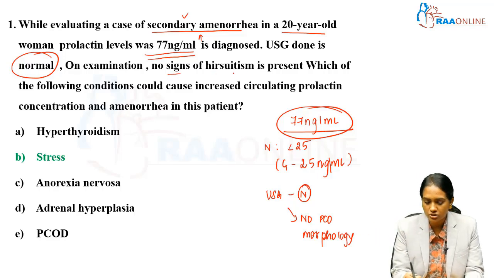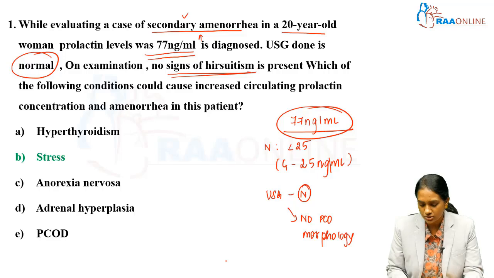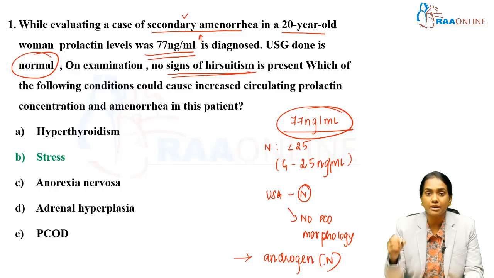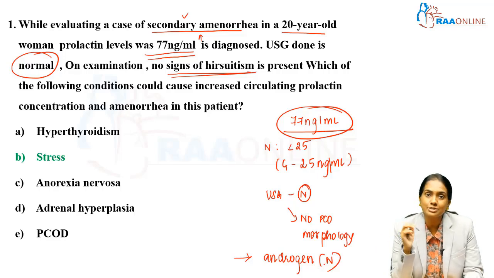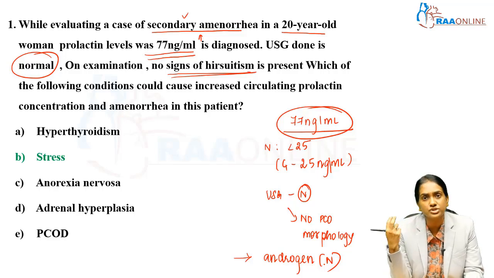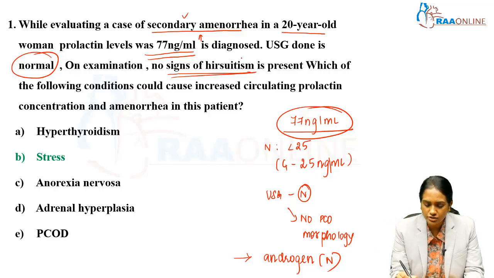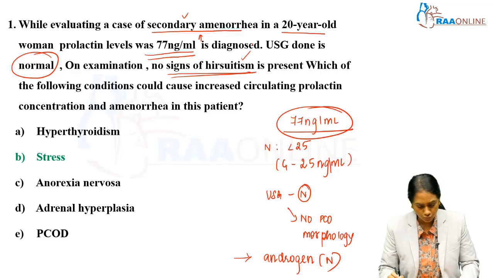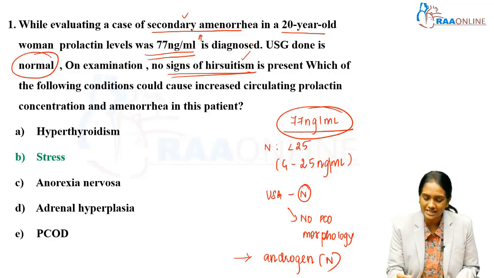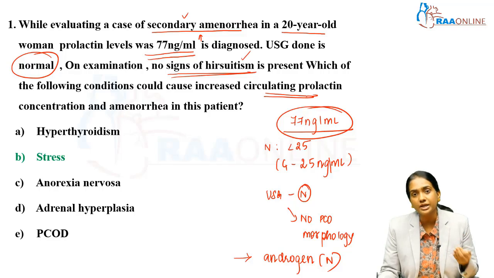The next thing is that she is not having any signs of hirsutism. No signs of hirsutism means we assume the androgen levels to be normal. Sometimes some patients might be asymptomatic irrespective of increased androgen levels, but in the majority of cases, if there's no acne, facial hair growth or androgenic alopecia, we basically assume that the woman's androgen levels are within normal. So now they are asking which of the following conditions could cause increased circulating prolactin levels.